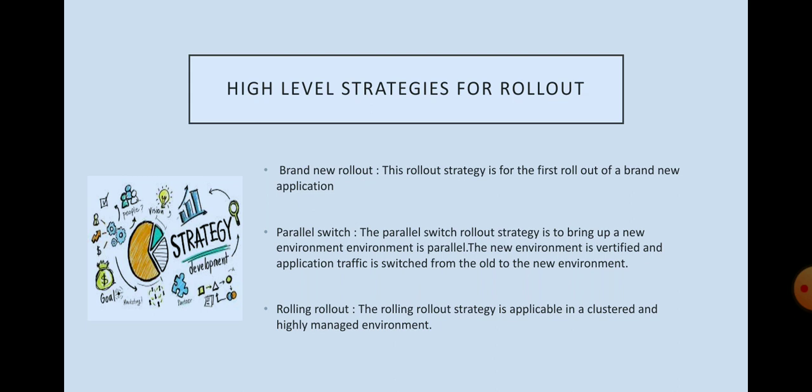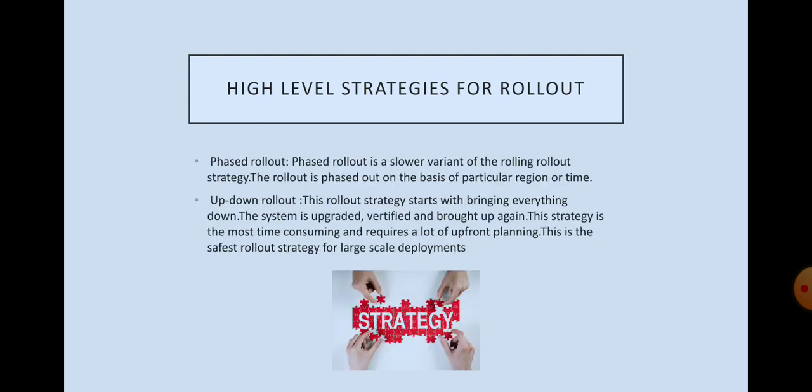Third, rolling rollout. The rolling rollout strategy is applicable in clustered and highly managed environments. And the fourth one is phased rollout. Phased rollout is a slower variant of the rolling rollout strategy. The rollout is phased on the basis of a particular region or time.